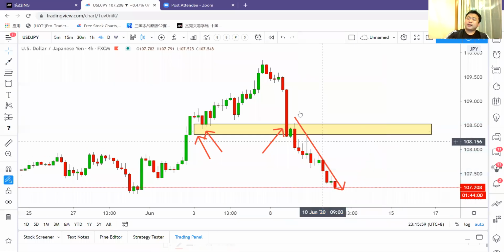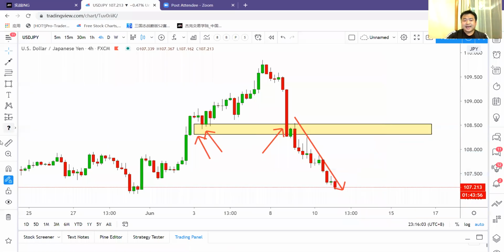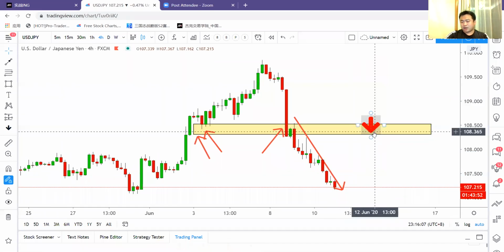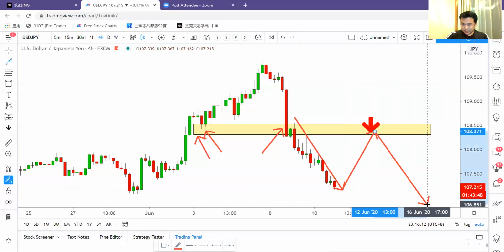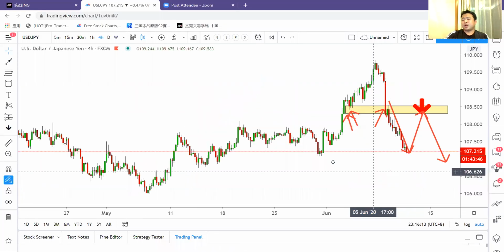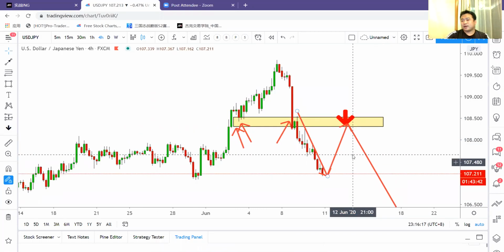So if the dollar yen can rally back to 108.50, I will put a sell mark here. Sell the dollar yen from this level, could give you a very good profit, maybe 106 or maybe even lower. Sell the high, sell the structure.